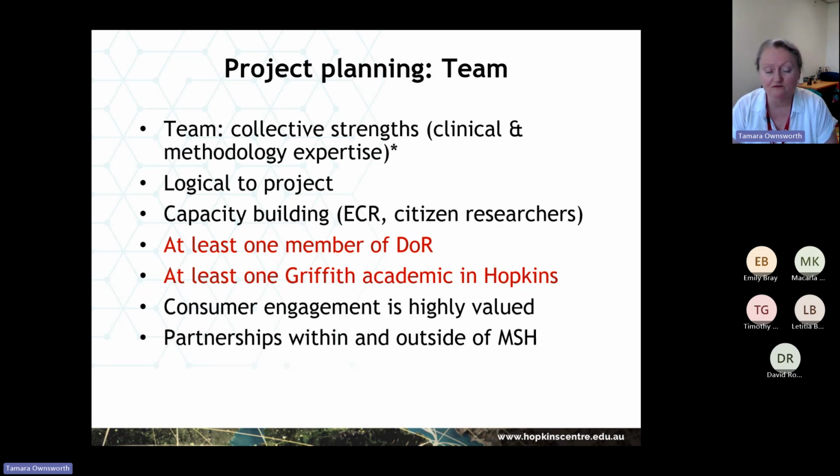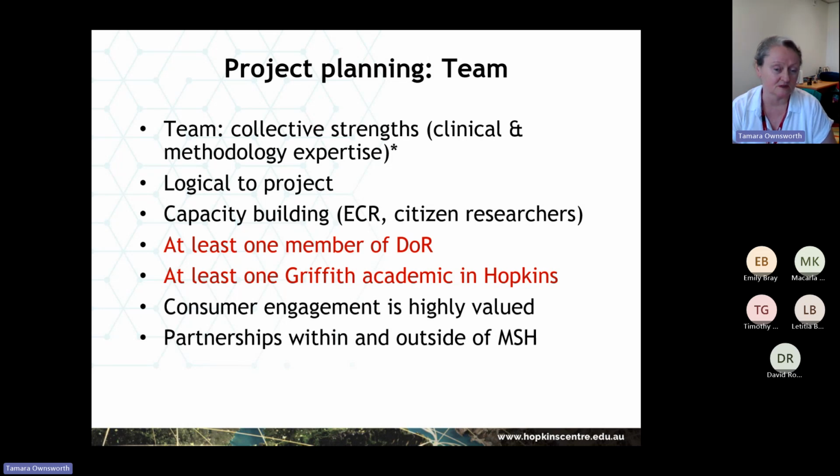And we're also looking for teams that provide capacity building to at least one team member, but ideally multiple team members who perhaps are early career researchers or novice researchers or a citizen researcher. But the eligibility requires at least one member from the Department of Rehabilitation Metro South and at least one Griffith academic in Hopkins.